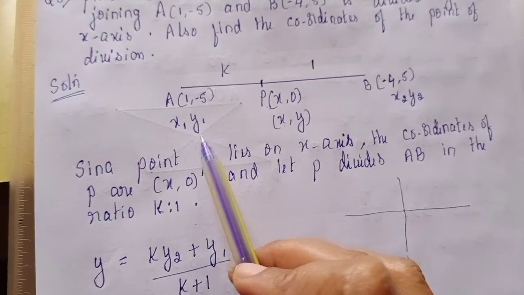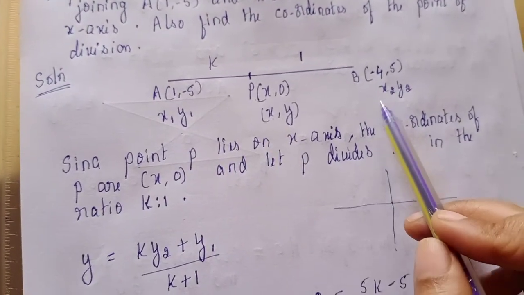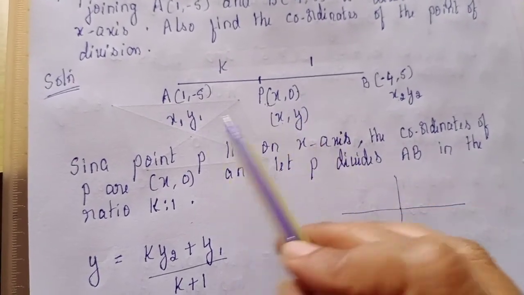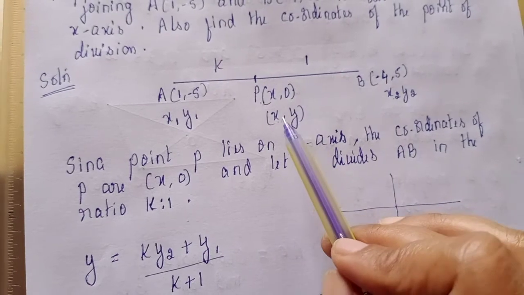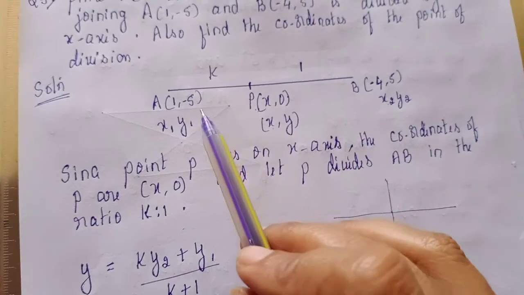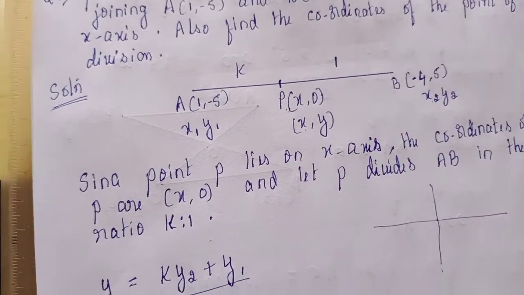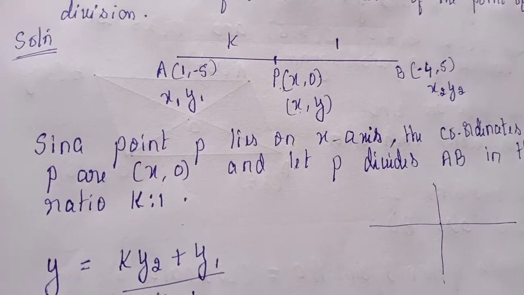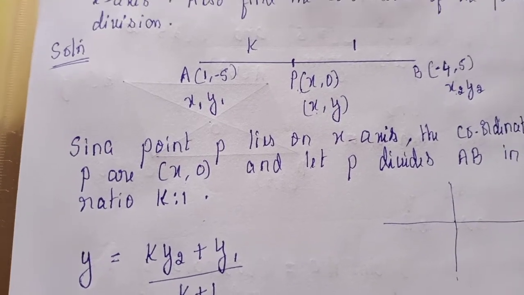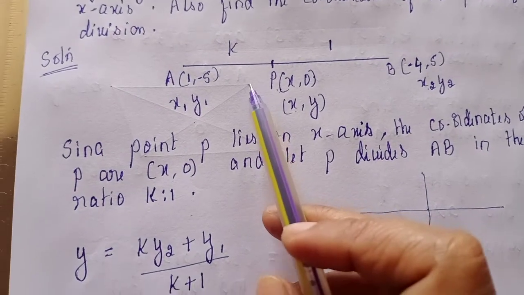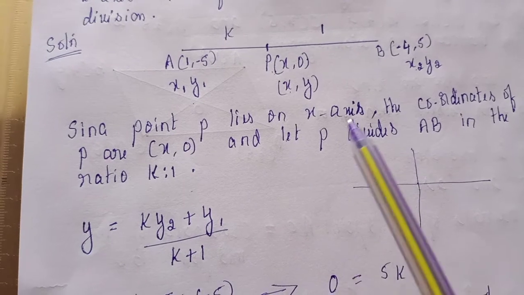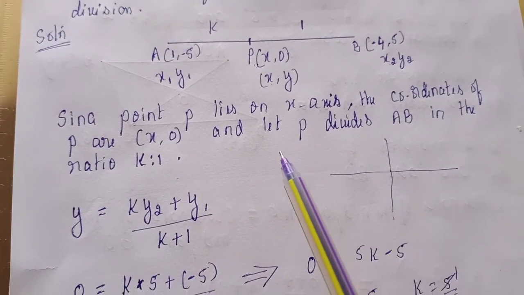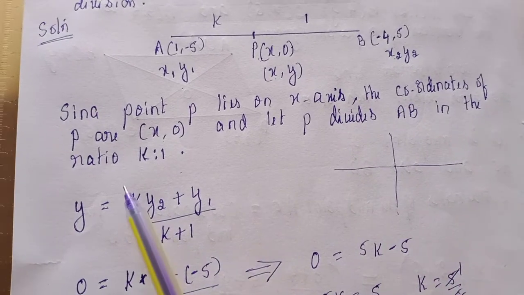So he has given the point A (x1, y1) and the point B (x2, y2), and the point P, because this line is passing through a point on x-axis, so it becomes (x, 0), and the ratio we don't know, so consider it as k:1. And decide first which I can find: P first or the ratio first. First let us find the ratio. So since the point P lies on x-axis, the coordinates of the point P are (x, 0), and let P divide AB in the ratio k:1.